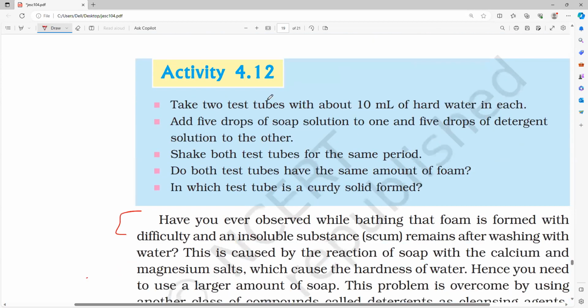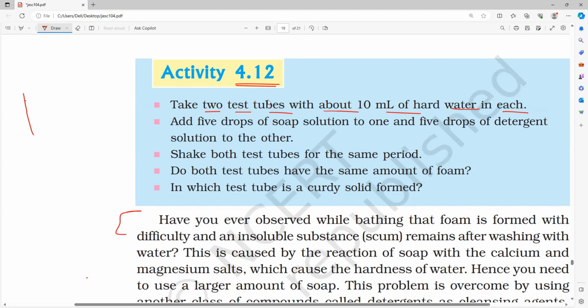Now let us come to activity 4.12. This is also one of the most important activities. Take 2 test tubes with about 10 ml of hard water in each. Yesterday we took one normal water and one hard water, am I right? Today you have to take both as hard water only.